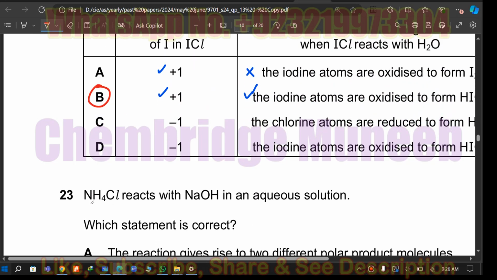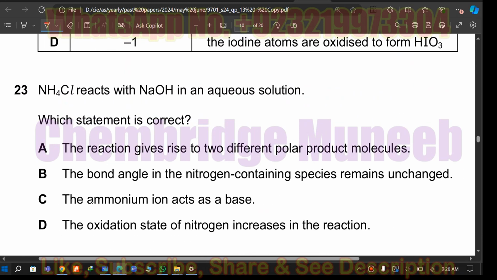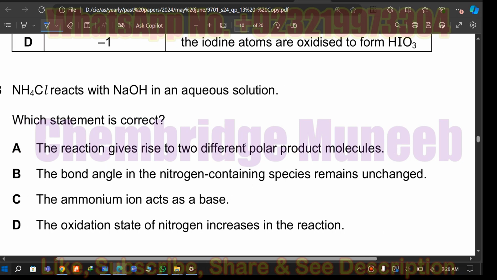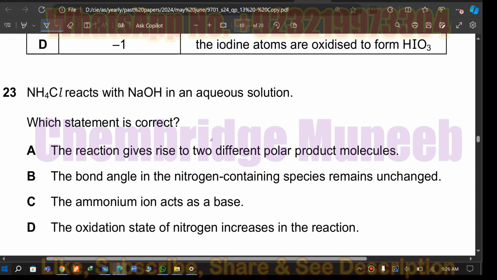Then next, question number 23. NH4Cl reacts with NaOH in an aqueous solution. Which statement is correct? Again we have to check all the statements. Let's start from B. The bond angle in nitrogen-containing species remains unchanged. First, for this purpose we need to know the chemical reaction.